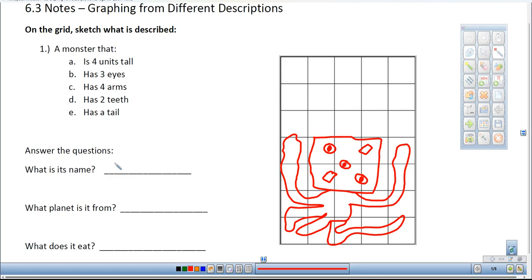what's his name? Harpy. What planet is he from? Plumpkin. And what does he eat? He eats bats.